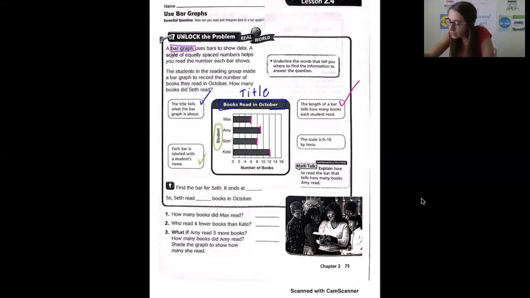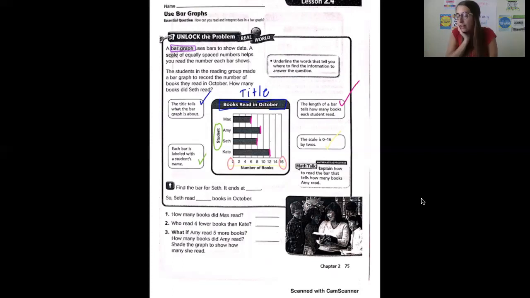The scale is 0 to 16, and it's by 2. So if you look here, this is my scale. Now, what is the scale for my bar graph? If you said the scale is 0 to 16, counting by 2s, you're correct, because it starts at 0 and it ends at 16, and they are counting by 2s.